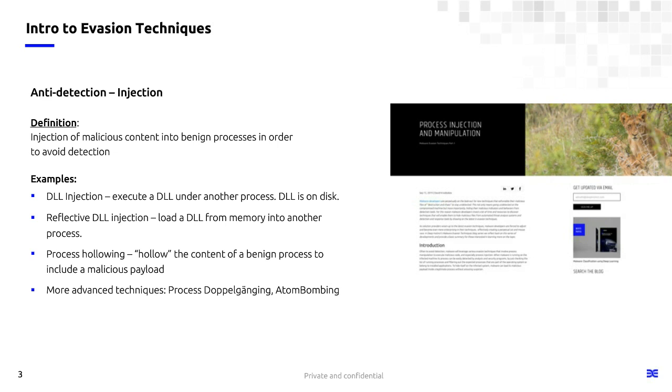The first is DLL injection. This is a very basic technique. It allows you to execute your own malicious DLL under another process. It can be a benign process, or it can be anything that you create with a benign-looking name to avoid detection by security products.